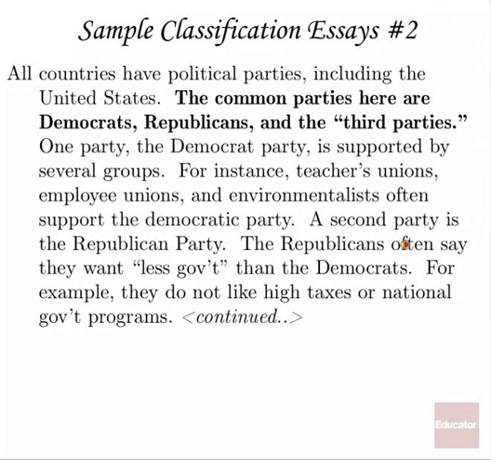Here's another one. All countries have political parties, including the United States. The common parties here are the Democrats, Republicans, and third parties. There's my thesis. I don't have any keywords here yet, but we're going to see some in a minute. One party, the Democrat Party, is supported by several groups. For instance, teachers' unions, employees' unions, and environmentalists often support the Democratic Party. A second party is the Republican Party. Republicans often say they want less government than the Democrats. For example, they do not like high taxes or national government programs.